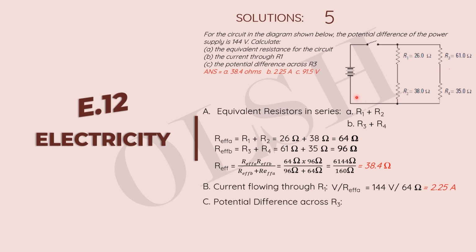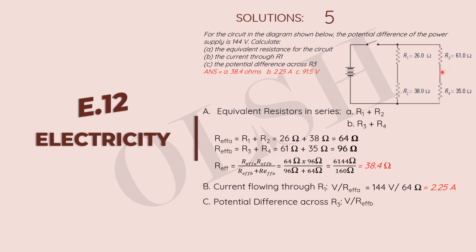So C says we should find the potential difference across R3. Like I said, the potential difference across this network is 144 volts. So we can find the voltage across this guy alone by first of all finding the current that flows through this network, just the way we did with this network. After we've done that, we're not going to use that current as the answer, because that's the current that flows through R3. We'll use that current in combination with the resistance to find the voltage across this resistor.